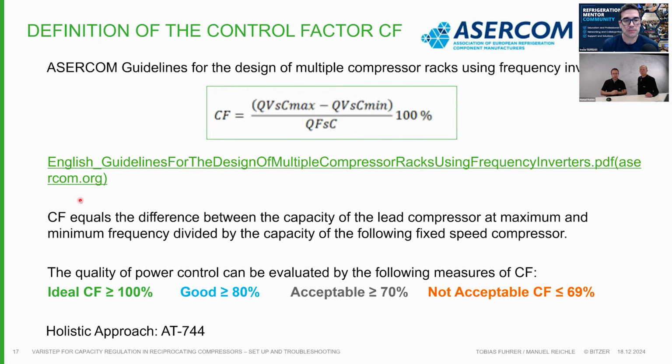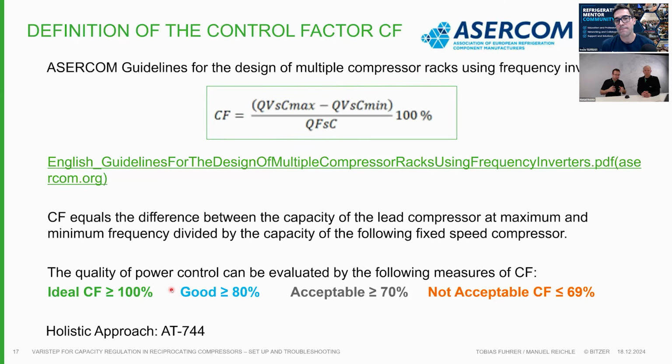But out of this ASERCOM guideline, the CF factor is describing, it's the calculation, what we can see. This is the capacity of the variable speed or variable capacity compressor, maximum minus minimum, divided by the capacity of the fixed speed compressor. So if this range is bigger than the fixed speed compressor, we get a CF factor of 100, which is ideal. It's perfect. And it's very easy to do it with the Varistep. It's more critical with the frequency inverters, but more on that on the next slides.